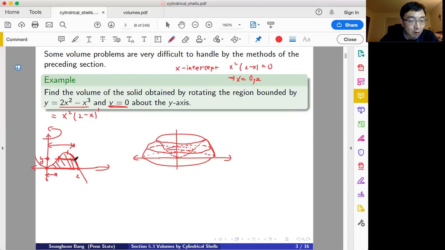How can you find outer radius? You can just solve this equation for x. Function is given. You have to solve this equation for x equal to g of y form. How can you solve? Y equals 2x squared minus x cubed. Do you know how can you solve x equal to g of y form from y equals 2x squared minus x cubed? Do you know?